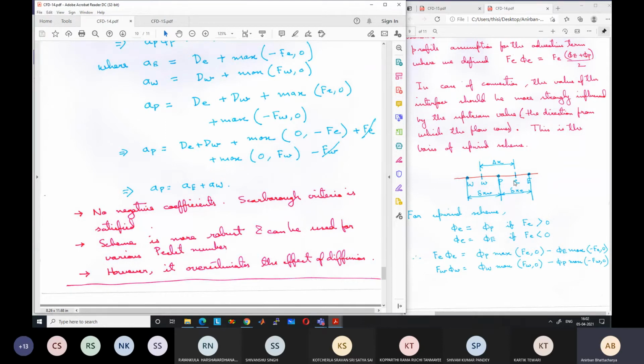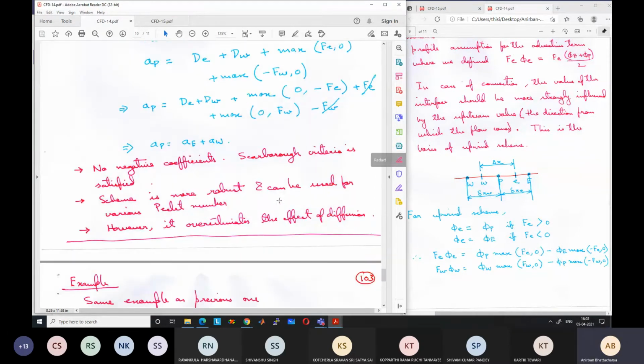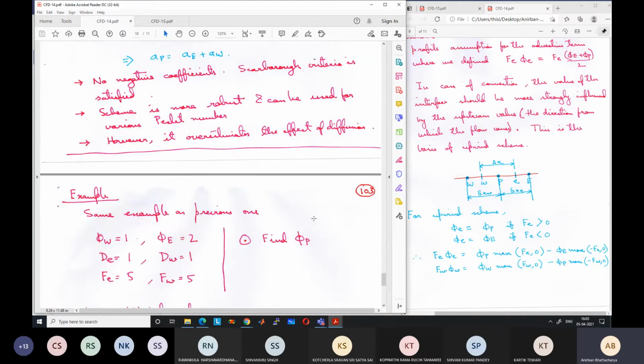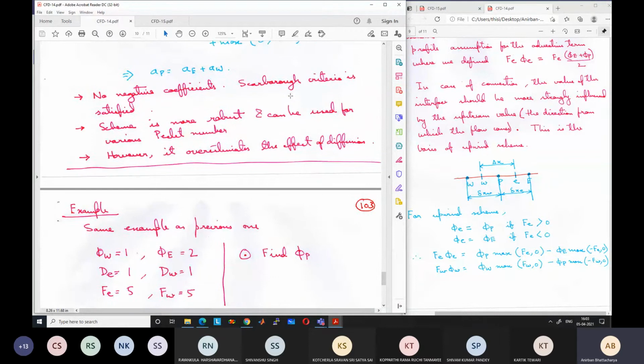So that's why if we just take the influence of the upstream value, it is not very accurate. We will also see later that it overestimates the effect of diffusion. It will be clear later on what it means. At this moment, let me just state that it overestimates the effect of diffusion. We will come back to this line later on when we go to other schemes where we see that the schemes are more accurate as compared to this. Questions?